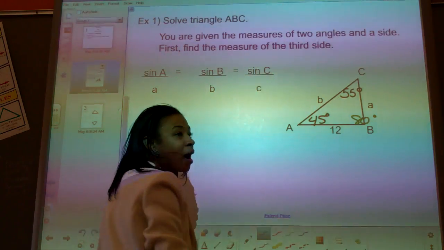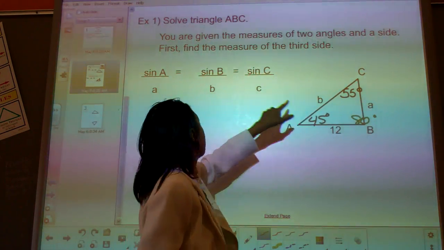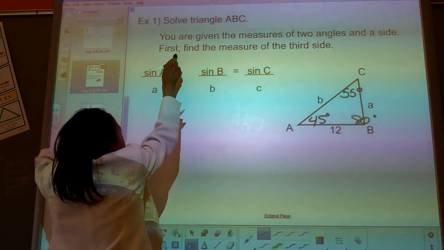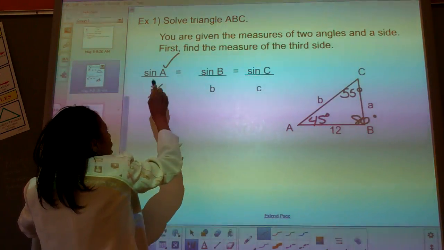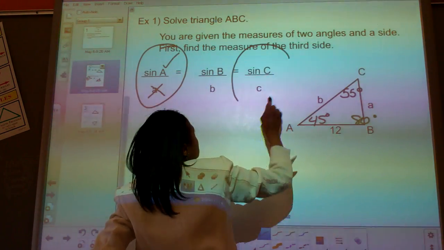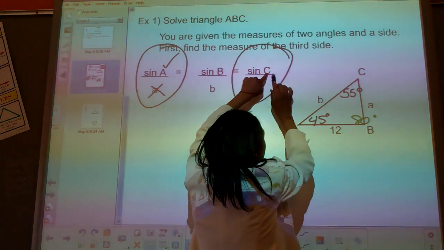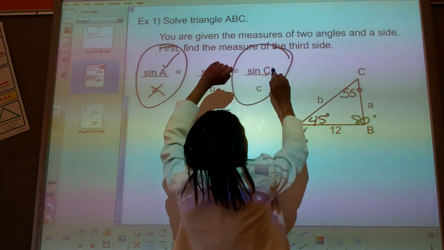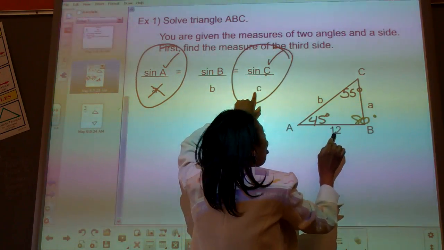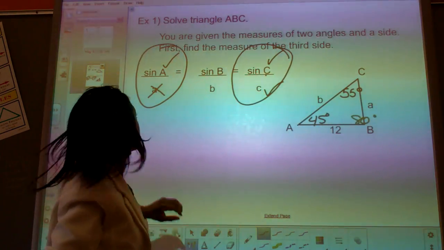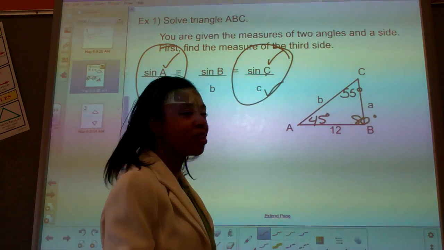Let's see if we can try sine A compared to sine C. Do I know the measure of angle A? I do, 45 degrees. Do I know the length of side A? No. And remember, I'm comparing sine A to sine C. They don't have to be next to one another. Let's go to sine C. Do I know the measure of angle C? Yes, it's 80 degrees. Do I know the length of side C? Oh yeah, it's 12. So how many unknowns do I have? One.